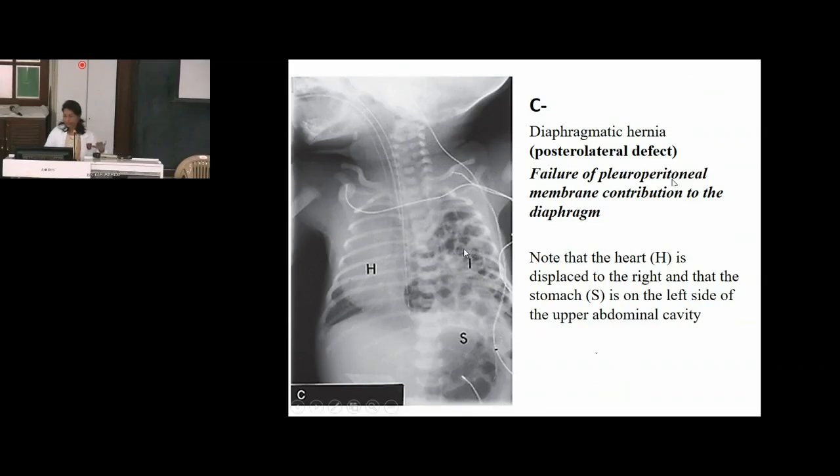What we can see here is the heart shifted towards the right side, while on the left side we can see coils of intestine, and the stomach going towards the thoracic cavity. The intestine is completely filling up the left thoracic region. So this is how there will be signs on the radiograph.